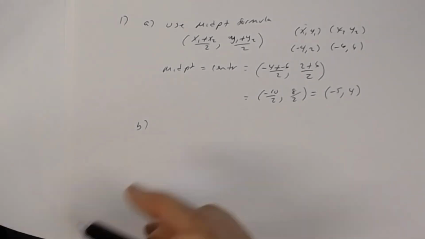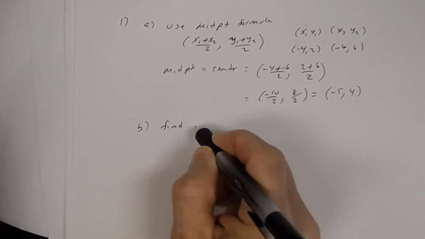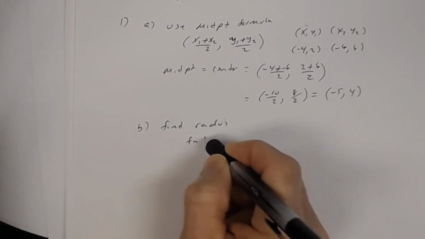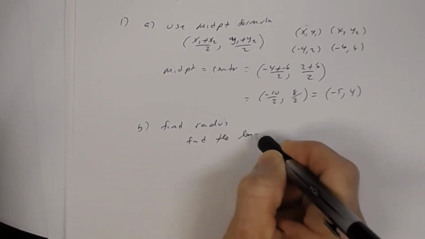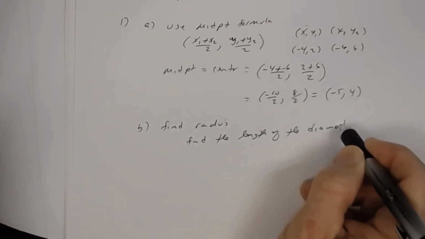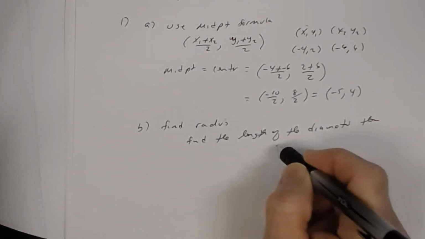So to find the radius, you're going to find the length of the diameter and then divide by 2.